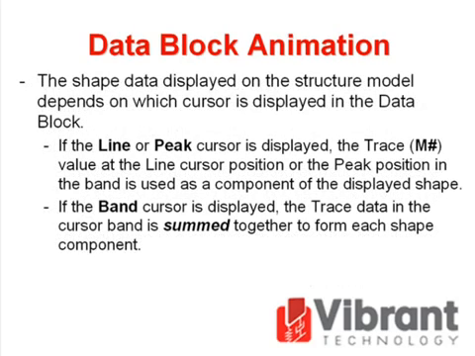The shape data displayed on the structure model depends on which cursor is displayed in the data block. If the line or peak cursor is displayed, the trace value at the line cursor position or the peak position in the band is used as a component of the displayed shape. If the band cursor is displayed, the trace data in the cursor band is summed together to form each shape component.